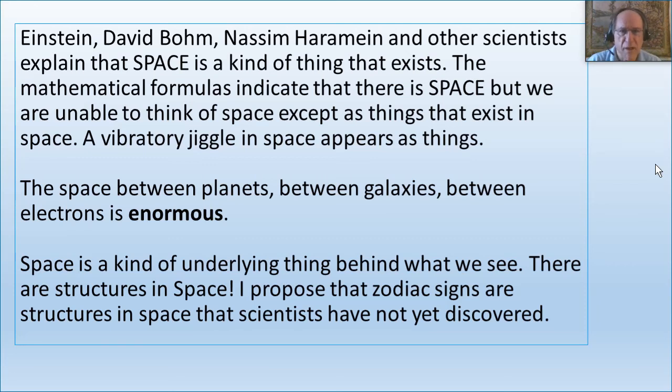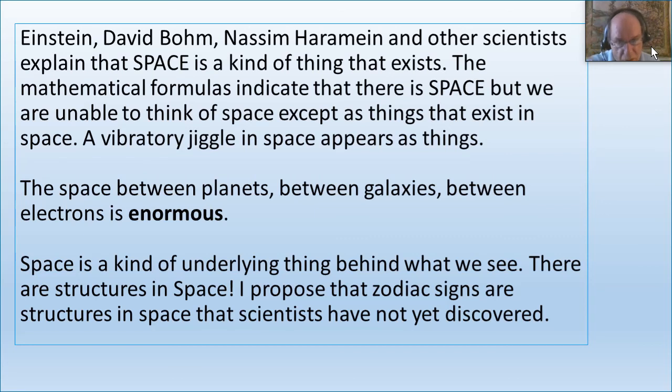Anyway, it's a little abstract, but just to go over some points that we use in vibrational astrology that are closely tied to ancient mystical and religious ideas, and also closely tied to modern scientific ideas. Remember that space is almost everything. The distance between planets, between galaxies, between electrons is enormous. Almost everything is empty with just vibrations in it. So everything we're doing in vibrational astrology is consistent with mysticism, with religion, and with science. Space is a kind of underlying thing behind what we see.